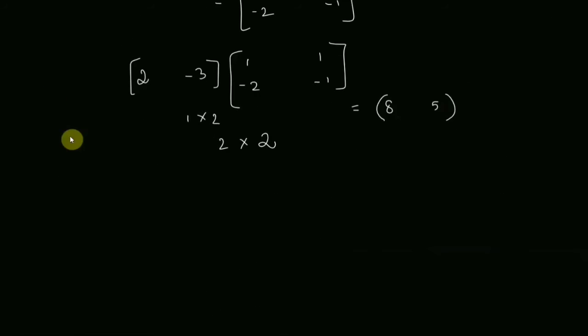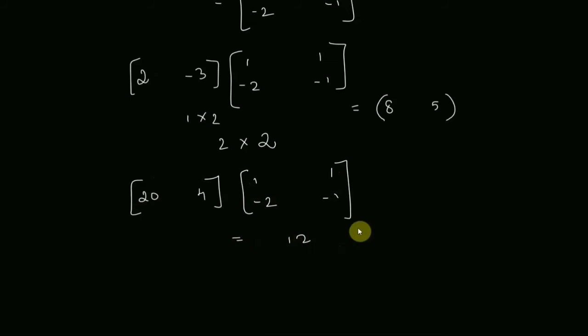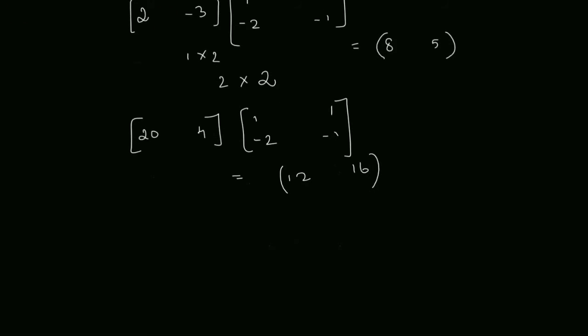The second message matrix is 20 and 4. It is also a 1 by 2 matrix. So it is multiplying by the adjoint, the inverse, that is 1, minus 2, minus 1. Here adjoint is equal to the inverse, since the determinant is 1. So it is getting the answer 20 minus 8, that is 12, and 16. So the sequence of decoded row matrices he is getting now is 8, 5, 12, 16.